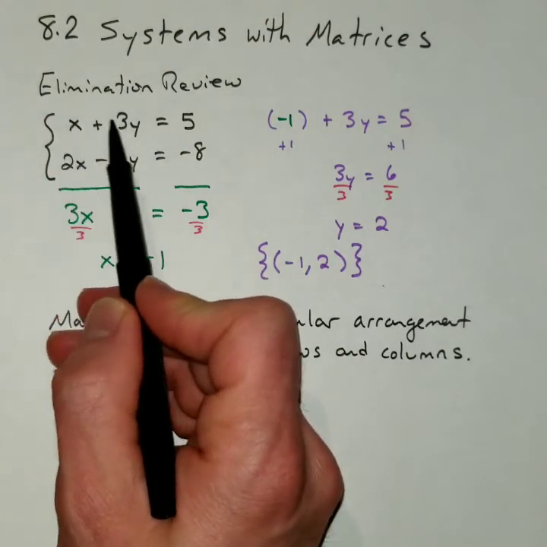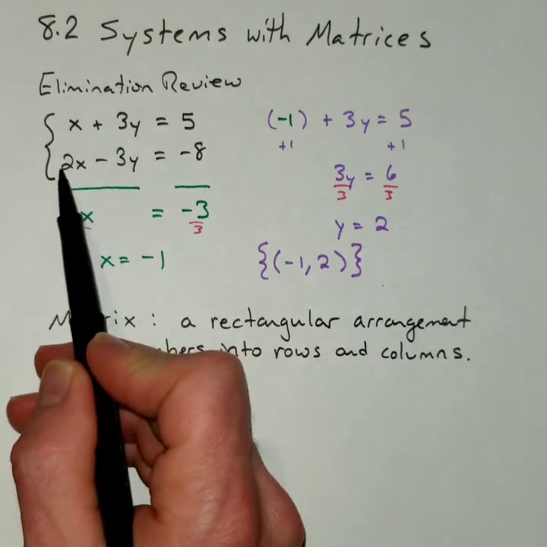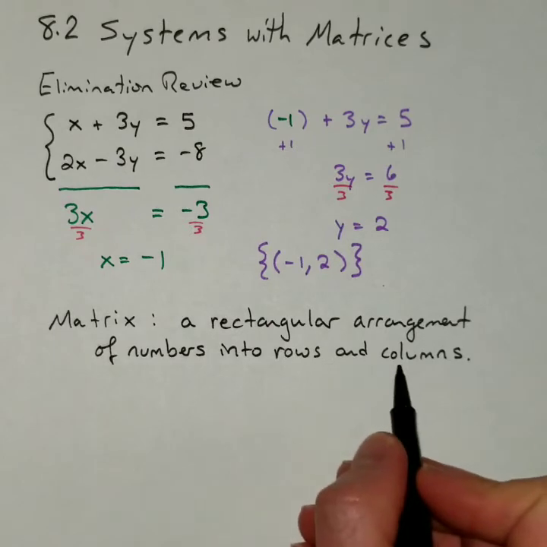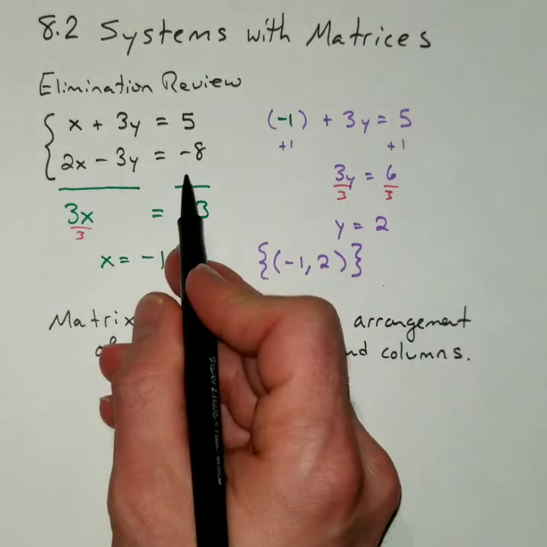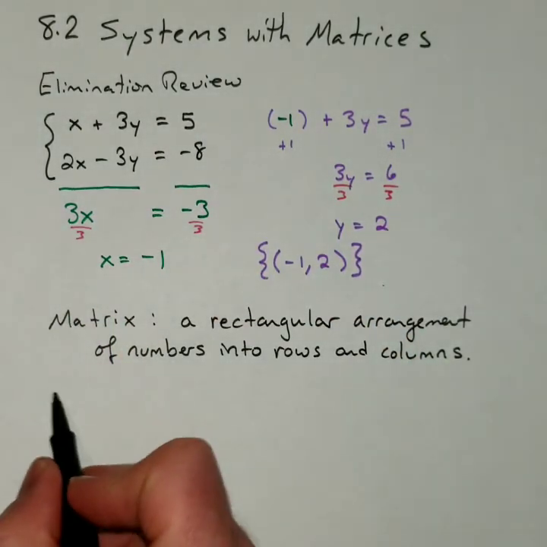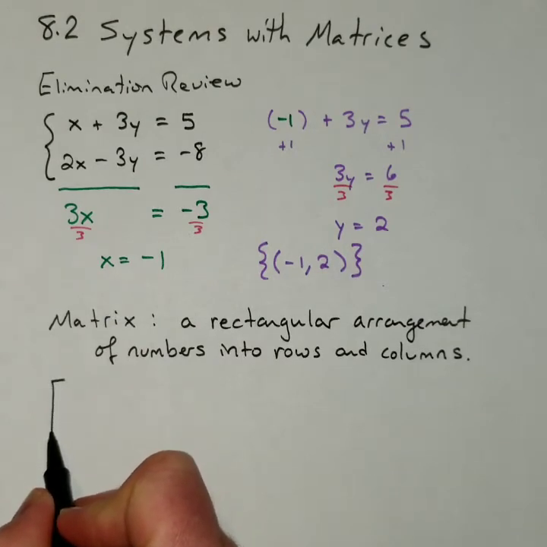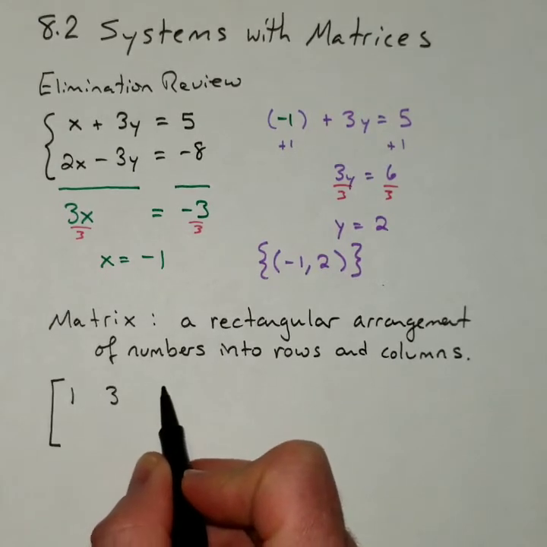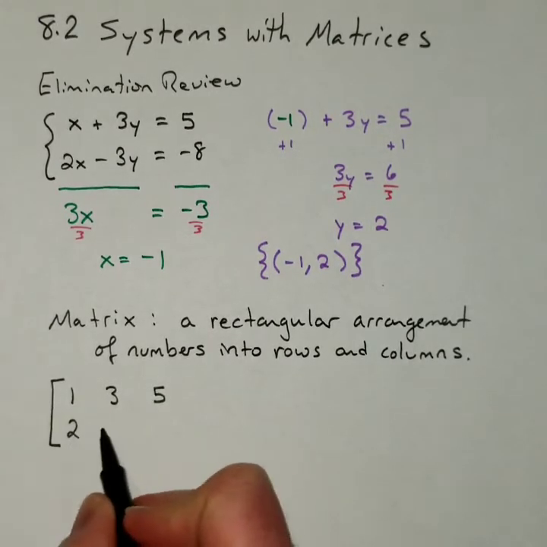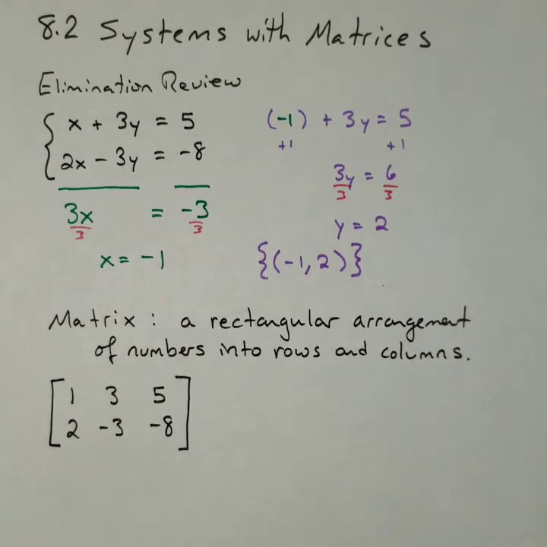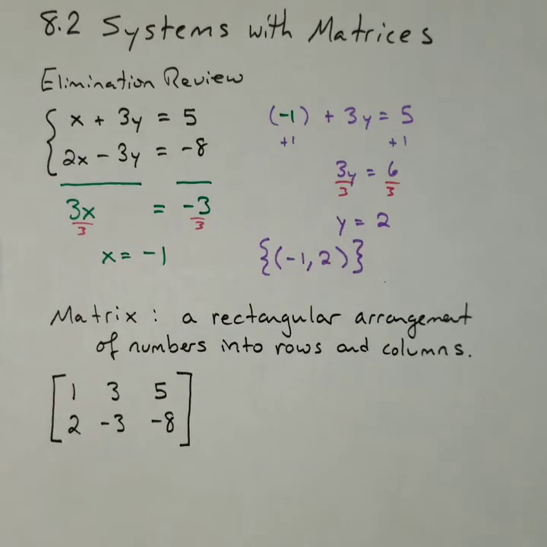And so in our case, the matrix that would represent this system would be to just pull off the coefficients 1, 3, and the constant 5, and then 2, -3, and -8, and write them in rows and columns, keeping the rows consistent with each equation and the columns consistent with each variable and constant. Okay? So the matrix then for this particular system would be 1, 3, 5, and 2, -3, -8. We put square brackets around the matrix, probably just so it looks like a rectangle. It's just our common notation.